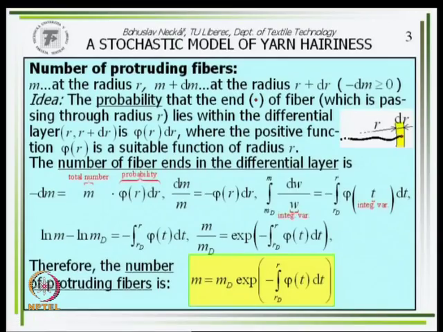What about the number of protruding fibers? It is m at the radius r, isn't it? And generally say m plus dm at the radius r plus dr. Because the number decreases with radius, this dm must be negative. So minus dm, this elemental change is dm, and this is negative. So minus dm is higher than 0, isn't it?